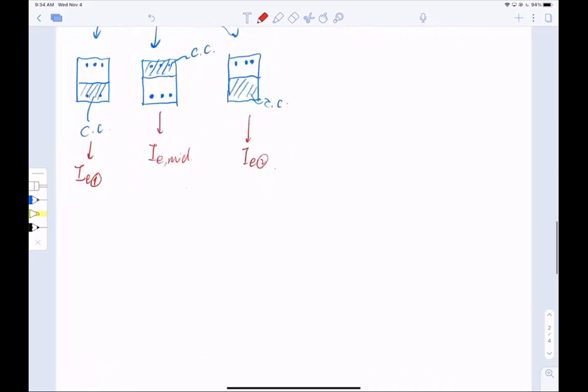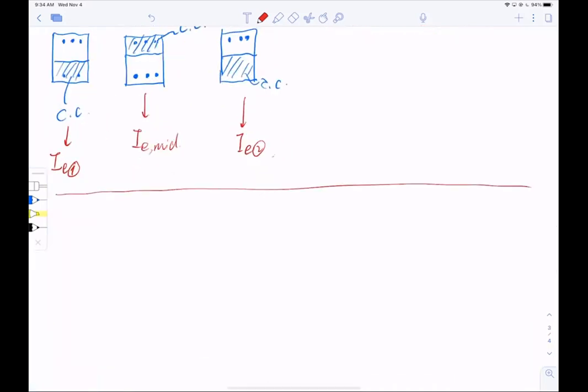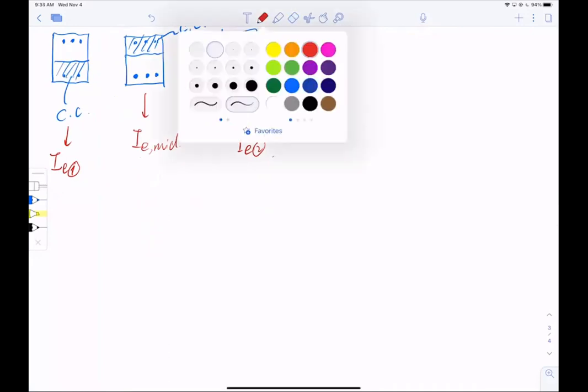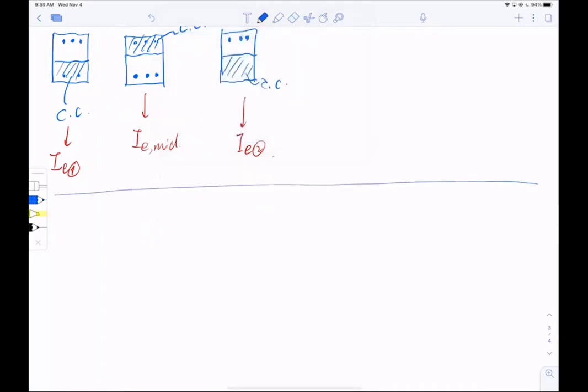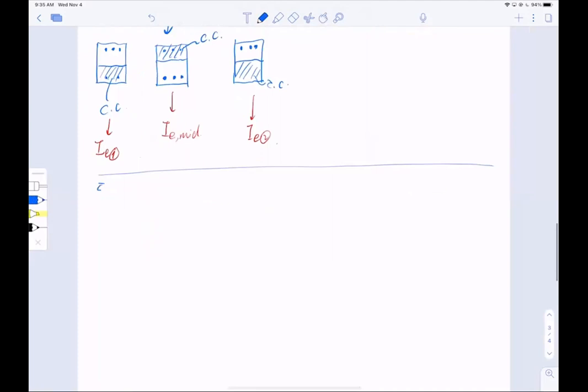Let me zoom in. Okay, an example. The example is a column and beam structure. The question is, for the beam below, first calculate the effective moment of inertia.